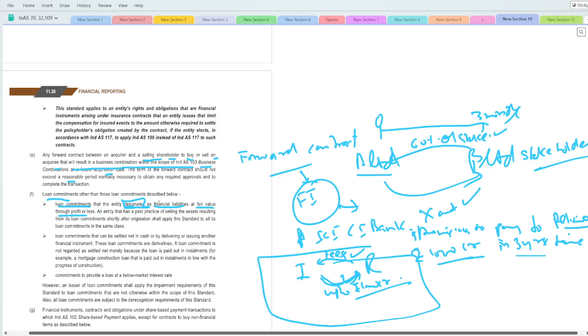So if it is opting for this, normally for the financial liability you are having amortized cost and the fair value through P&L. This is what I've talked about in the beginning. So now if the entity is opting for the loan commitment for this FVTPL accounting, that is designating it, then you need to follow the Ind AS 109. That is the financial instrument accounting standard.